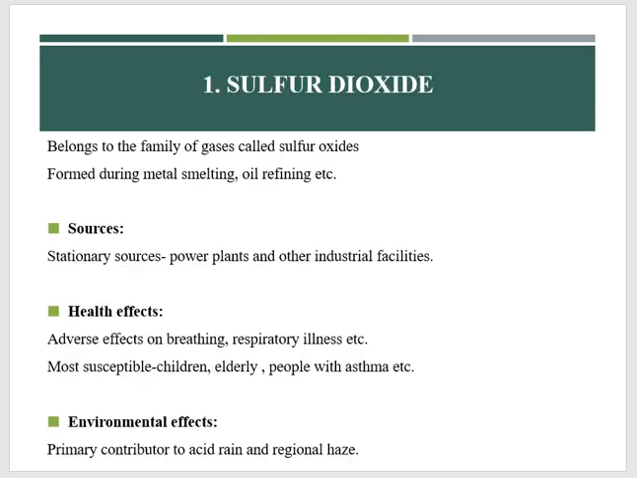First one is sulfur dioxide. Sulfur dioxide belongs to the family of gases called sulfur oxides, and it is formed when fuel that contains sulfur, mainly coal or oil, is burnt. Sulfur dioxide is also formed during metal smelting, oil refining, and other industrial processes. Now, the sources of sulfur dioxide. As I said earlier, sulfur dioxide is a gas primarily emitted from fossil fuel combustion at power plants and other industrial facilities, as well as fuel combustion in mobile sources such as ships, locomotives, and other equipment.